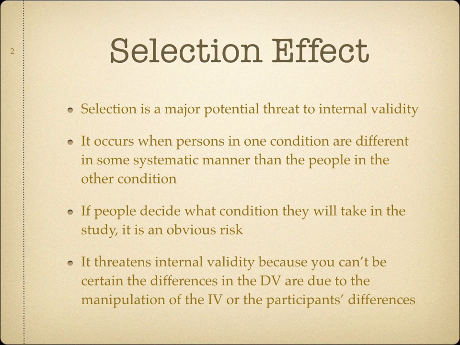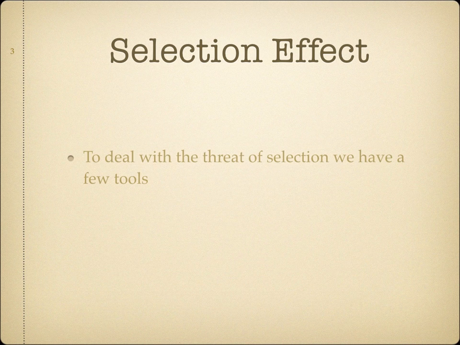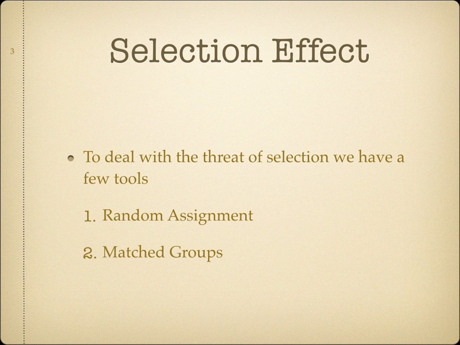It threatens internal validity because, in the end, you can't be sure that the differences you see in your dependent variable are due to the manipulation of the independent variable or to the participants' differences between the two groups. If there's only two groups, it could be three groups. To deal with the threat of selection, we have a few tools. We can do random assignment and we can do matched groups. And then we'll learn about another tool a little bit later.